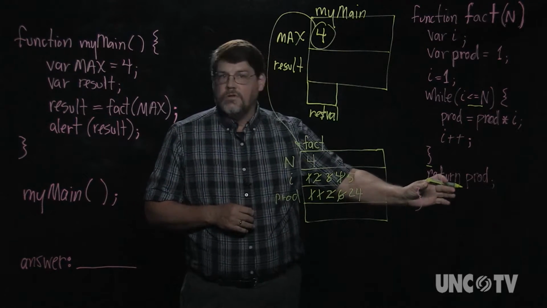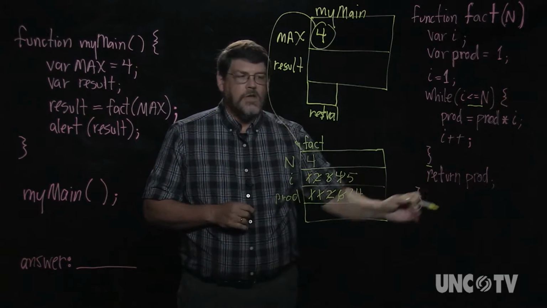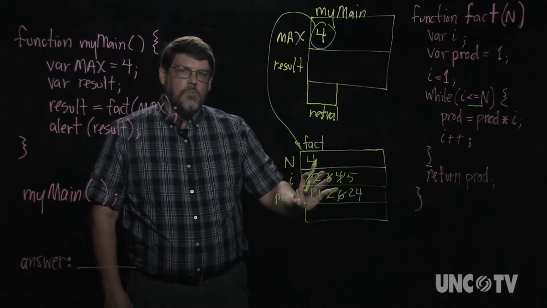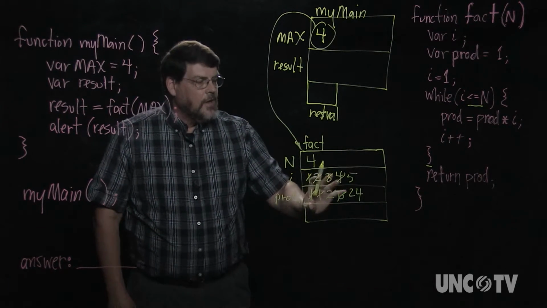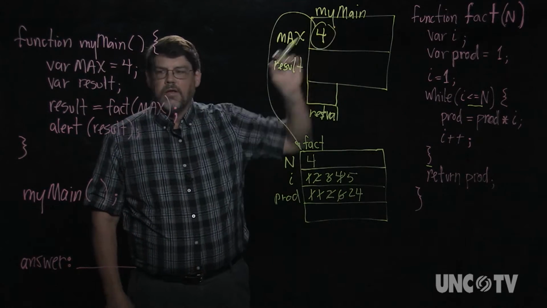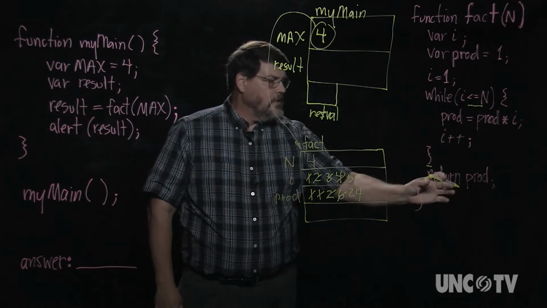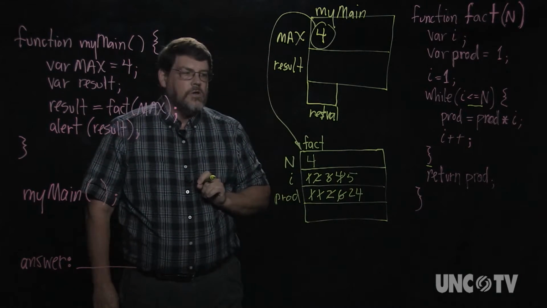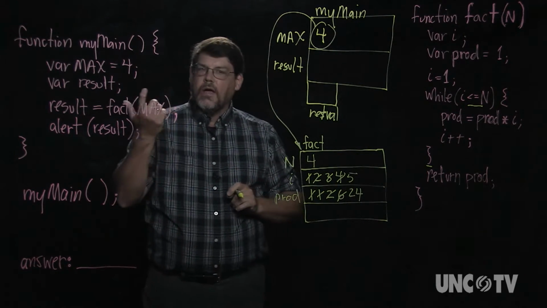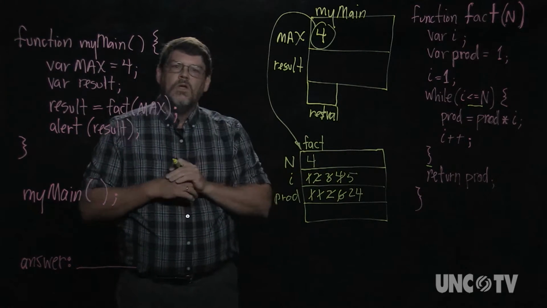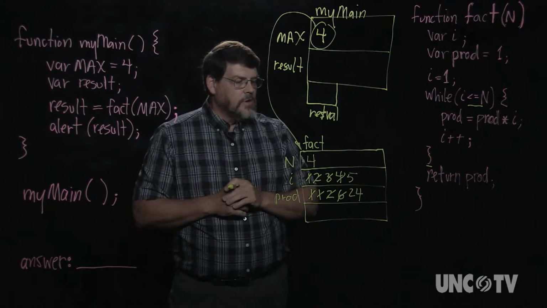The only thing left in this function is to do a return statement, and a return statement is where we take some information in the memory map for the function we called, and we transfer that information back to the memory map for the function that called it. Now this says, go get the value that's stored in prod, send it back to my main. And now that's where this little magical invisible retval variable comes in.